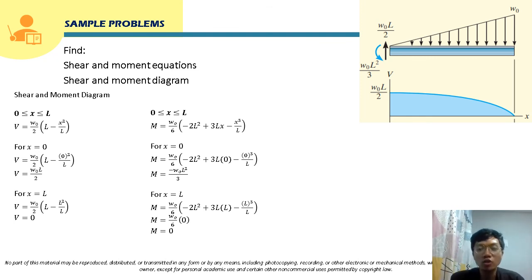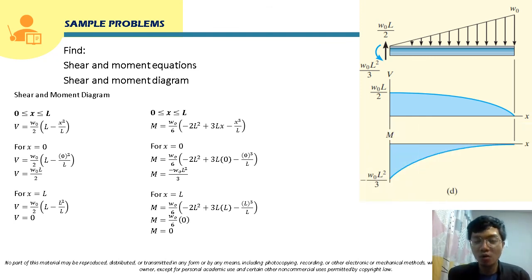Okay, class, we are going to plot this now in the moment diagram. The moment diagram will be drawn below the shear diagram. This will be the x-axis, and the y-axis, class, will be for the values of the moment. For x is equal to 0, this is that point. The moment here, class, is negative w sub o L squared over 3. So class, this is negative, so this will be plotted below the x-axis. That's why it will be here.